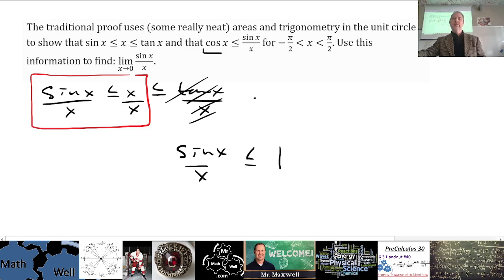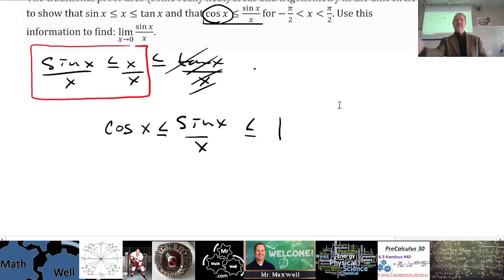The second bit of information that we're given is that cos of x is always less than sine x over x. Well, if that's the case, then I can make a double inequality from that piece of information too, and I can write this. You see that? Everybody good with that? So I've made now a double inequality from these two.